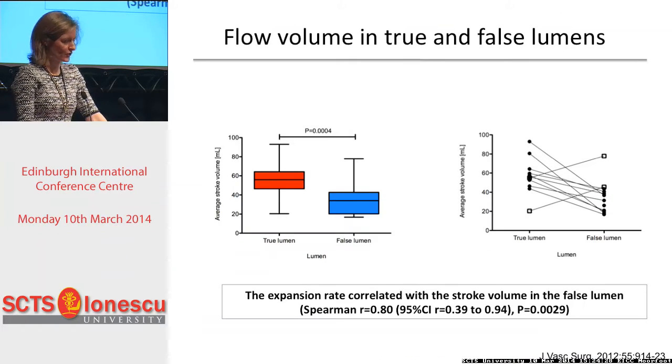It's also possible to quantify the flow in the true and false lumen, and what we find in the majority of patients is the volume of flow is greater in the true lumen compared to the false lumen, but the amount of flow in the false lumen is associated with the rate of aortic expansion. It may be possible to use this type of parameter in future for risk stratification of individual patients.